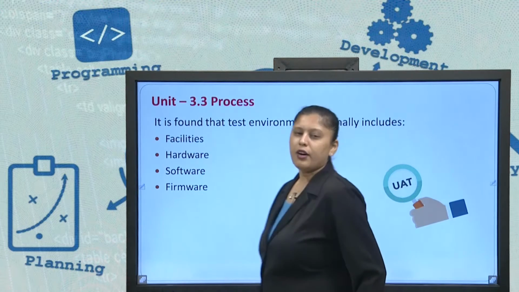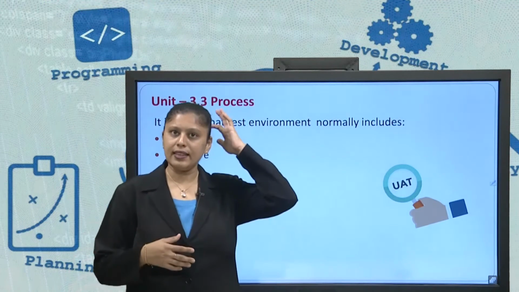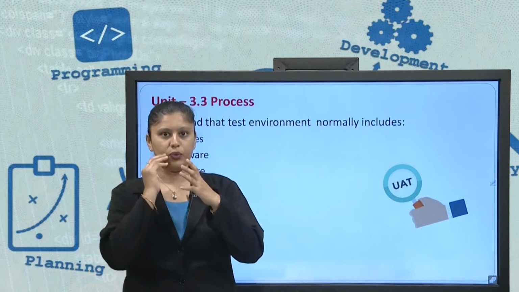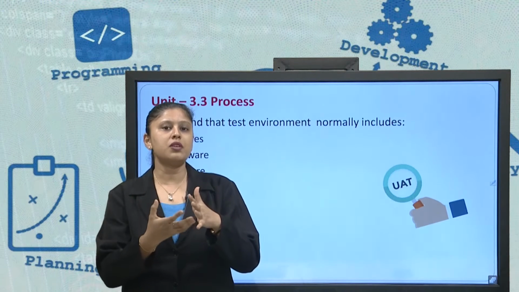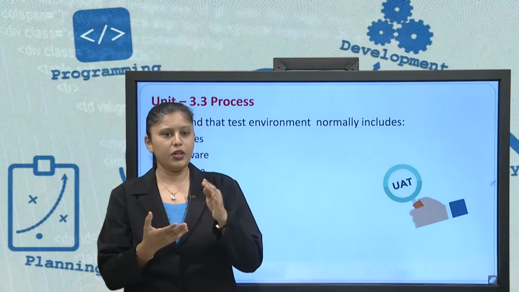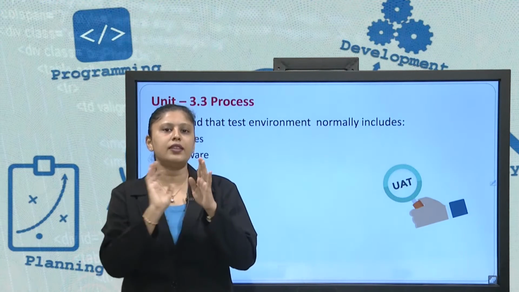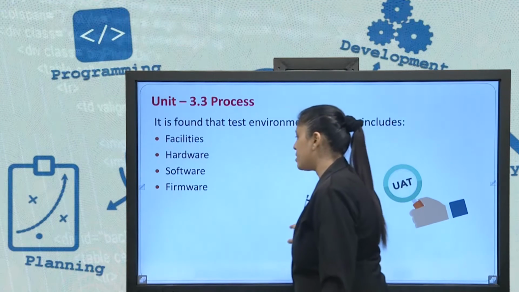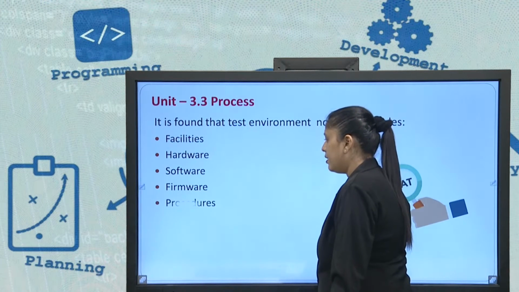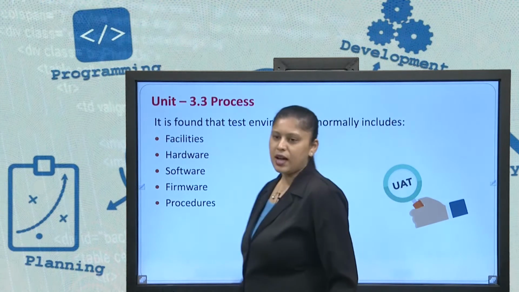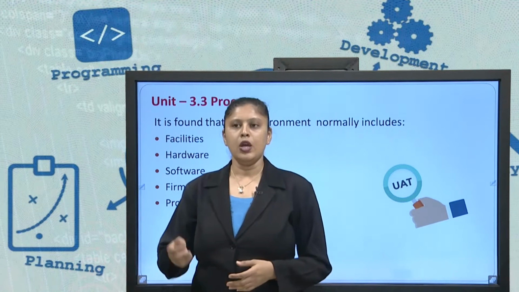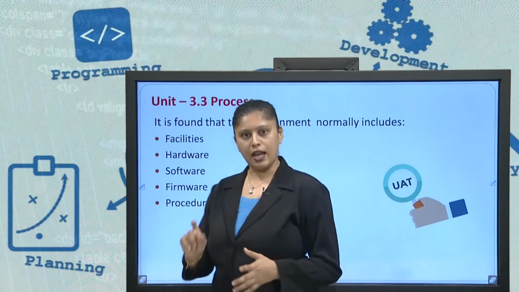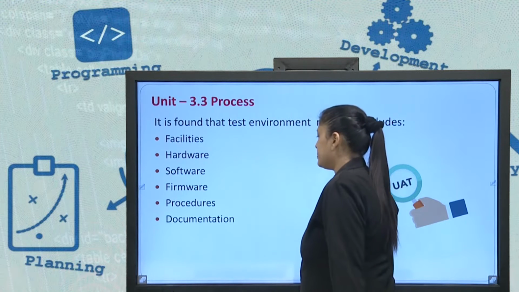Then firmware. Firmware is saying that whenever you have software implemented with hardware, you need a firmware which will work as a middle layer agent to communicate between my hardware and that software. So firmware is a middleware. Then procedures are my methods, my methodologies, or my processes that I am going to implement while working on the particular software that I have developed.